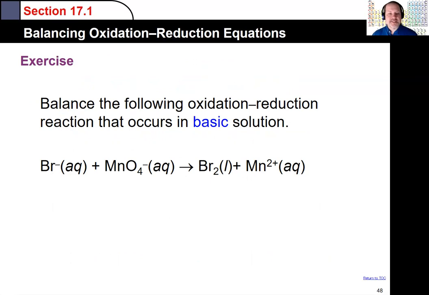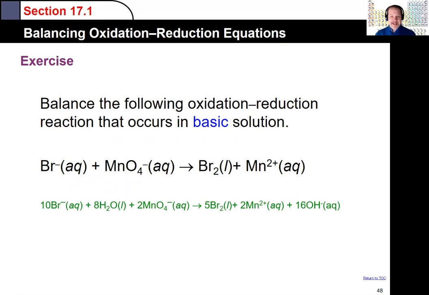Here is this chemical reaction: the bromide ion plus the permanganate ion reacting together to get bromine as a liquid and the manganese +2. We're going to balance this one using basic conditions. How are we going to do that? I like to show the answer to begin with. We're going to end up with this complex answer right here.